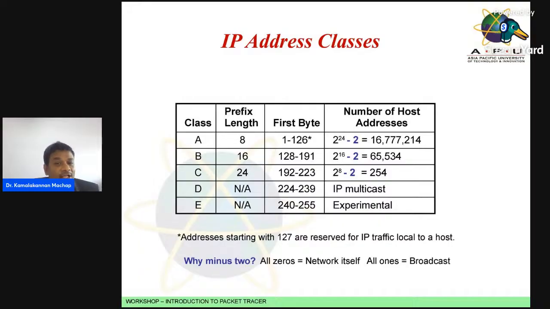Then class C, 24 bits go to the prefix, which means the network bits. And the remaining from the 32, after 24 goes to network bits, is 8. So 2 to the power of 8 minus 2, we have 254 IP addresses in class C, and this is the range. But class D and E don't have any of these ranges. Most places use class B or class A IP addresses for their organization or systems. So this is the way they divide it, and they can set the number of host addresses available according to the classes.